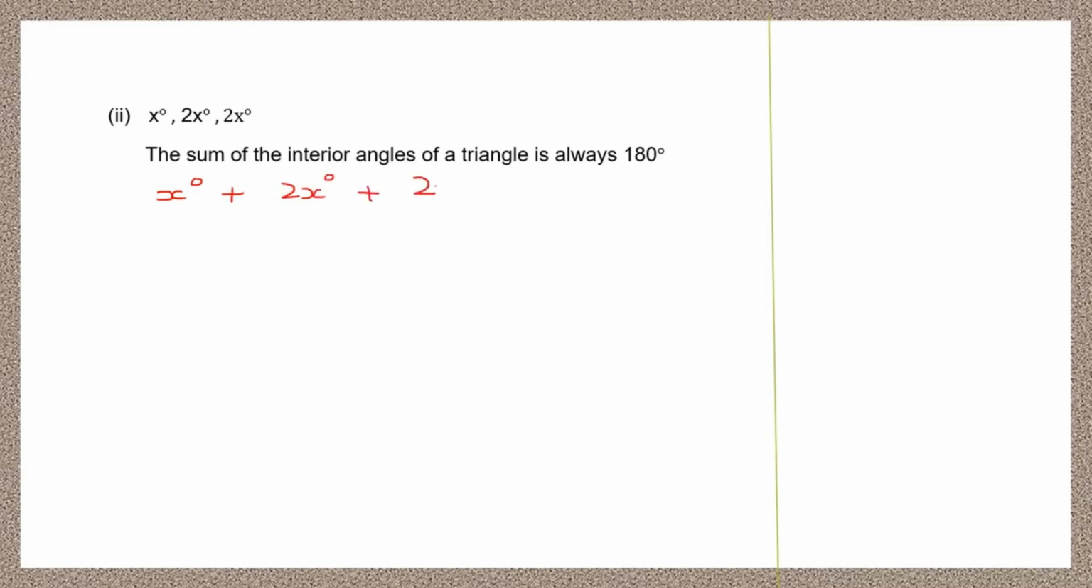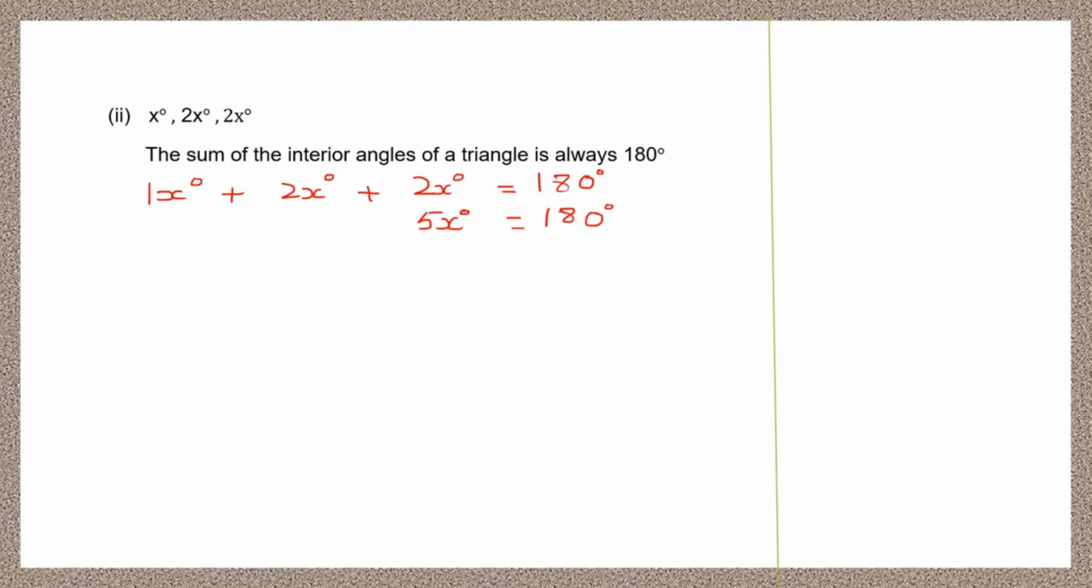Second question again, these are the three angles of a triangle. The property says the sum of the interior angles of a triangle is always 180 degrees. So if I add up x degrees plus 2x degrees plus 2x degrees, that should be equal to 180 degrees. Now this is 1. So let's add it up. 1 plus 2 is 3. 3 plus 2 is 5. So I have 5x degrees, which is equal to 180 degrees.